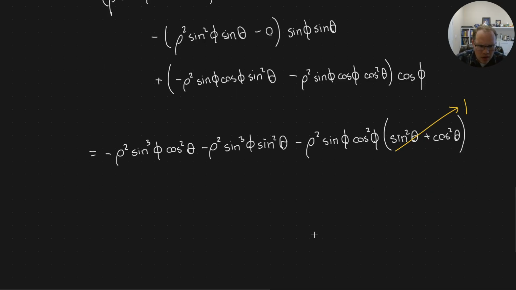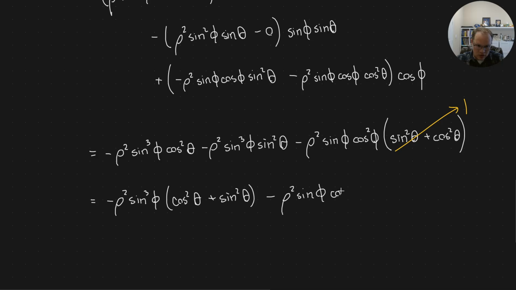All right. Just a little bit more to go. I could do a similar thing here. If I factor out a negative rho squared sine cubed phi from both of these, I'll be left with a cosine squared and a sine squared. So negative rho squared sine cubed phi, left with cosine squared theta plus sine squared theta. And then I still have this minus rho squared sine phi cosine squared theta over here. Oh wait, it's cosine squared phi, isn't it? Yes. Phi. This is also just 1.